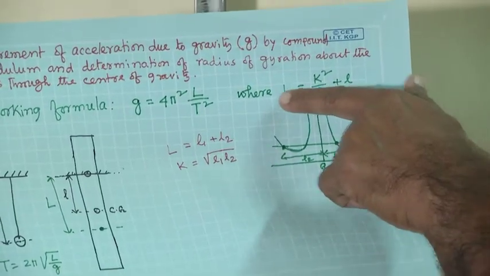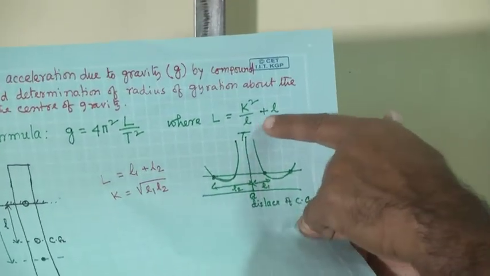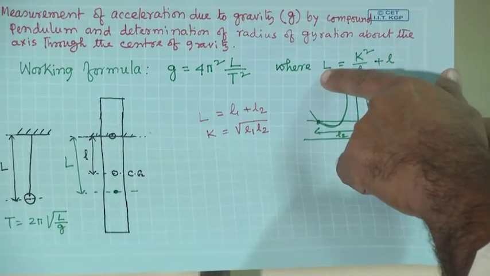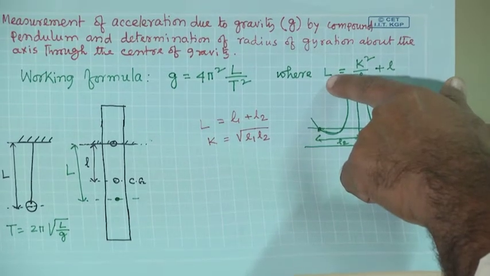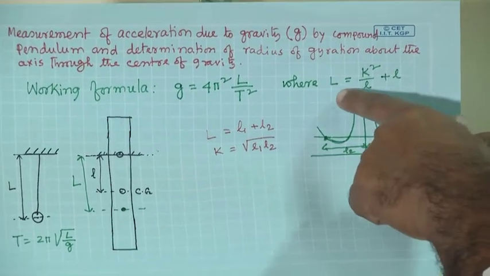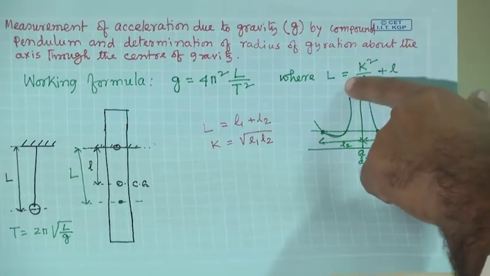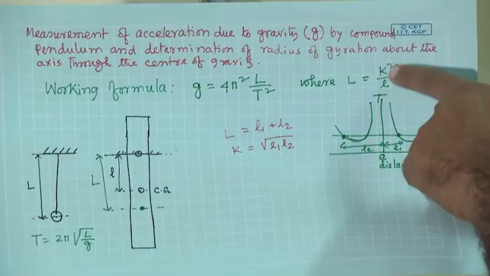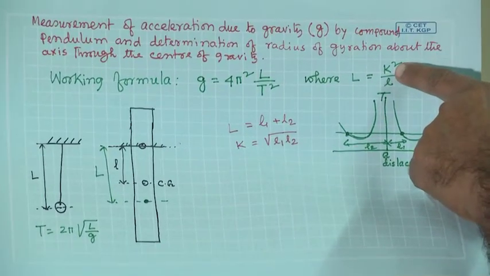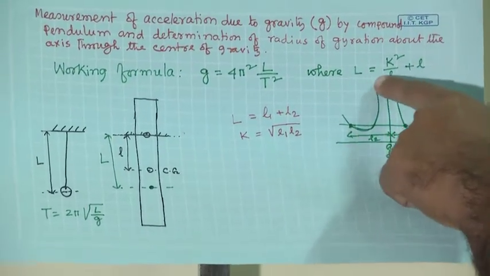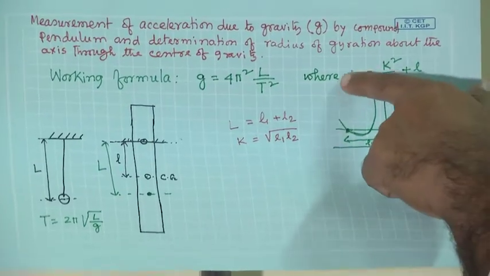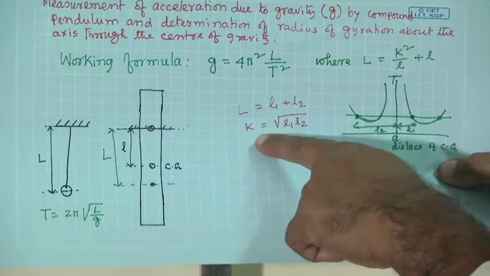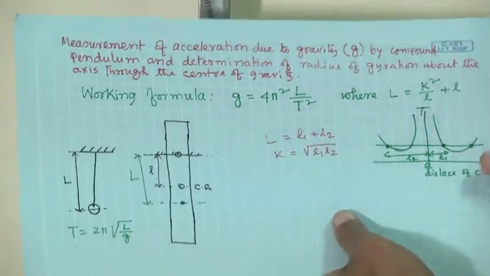How this comes, I already described in the previous class. So, L is basically the effective length of the pendulum, which is equivalent to the simple pendulum. So, the effective length will be the length of the center of mass plus k square by L, where k is the radius of gyration. Now, this is a quadratic equation in L, and if you solve it, L comes equal to L1 plus L2, and k will be equal to square root of L1 L2.